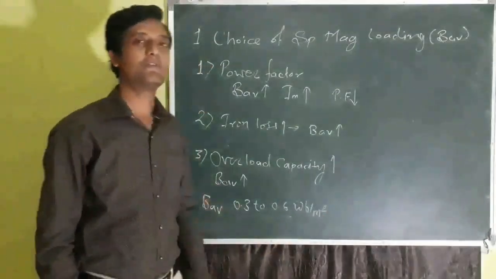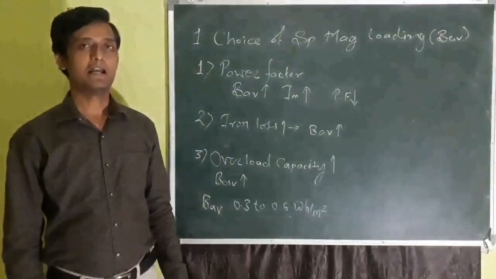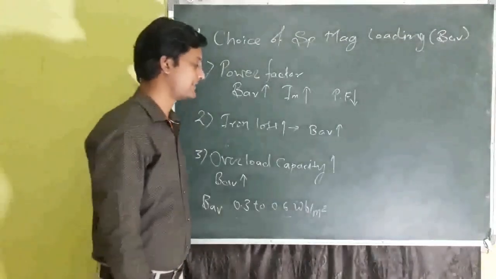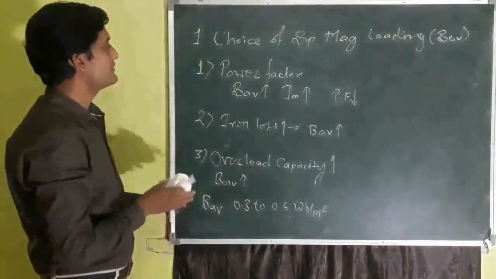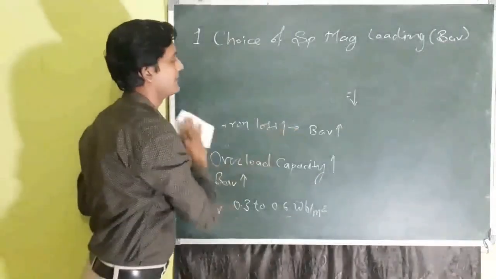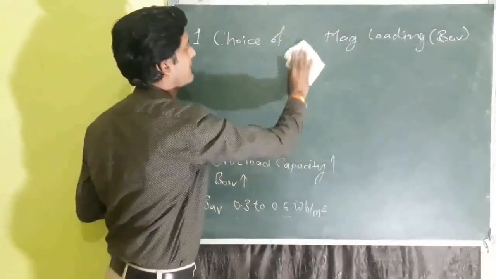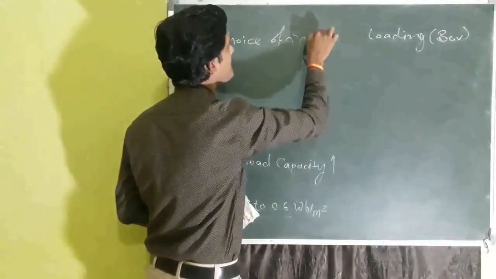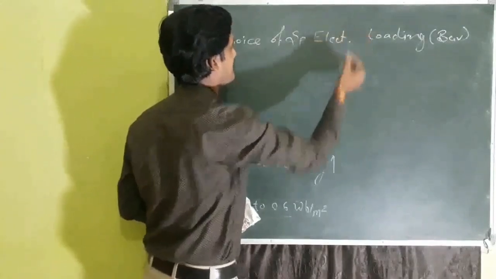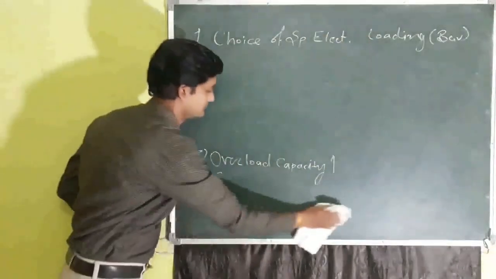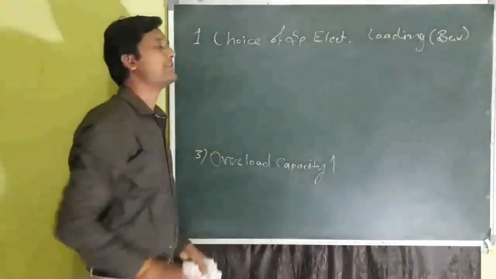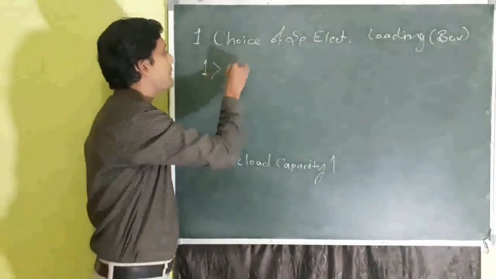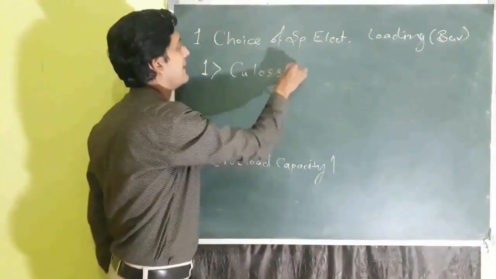If the motor is designed for lift, crane or heavy duty cycle, in that case it is 0.3 to 0.6 Weber per meter square. Next part is the choice of specific electrical loading. In the case of choice of specific electrical loading, the first factor is copper losses and temperature.